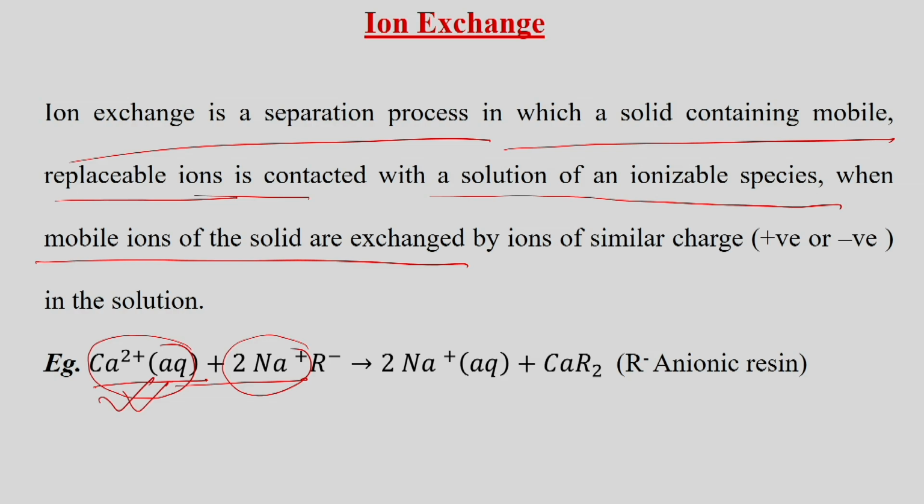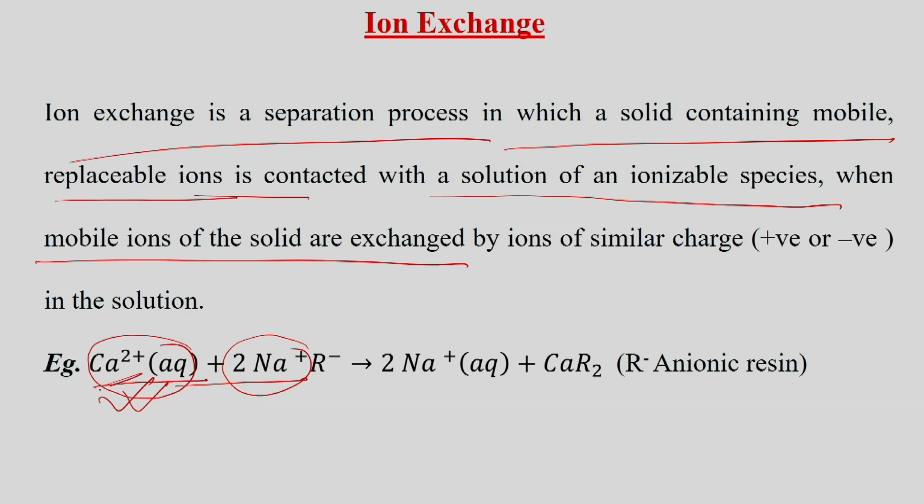Cations will be exchanged by cations and anions by anions, and the overall charge will remain the same. The number of charges multiplied by the number of species will be the same during this ion exchange process. Suppose a calcium 2+ ion is replaced by 2 Na+ ions, and the resin is R minus. So, using this ion exchange resin, sodium plus will be replaced by calcium 2+.